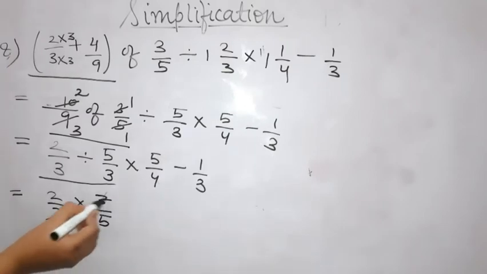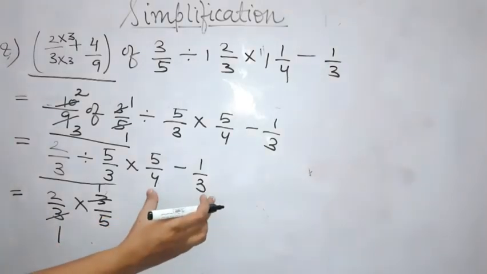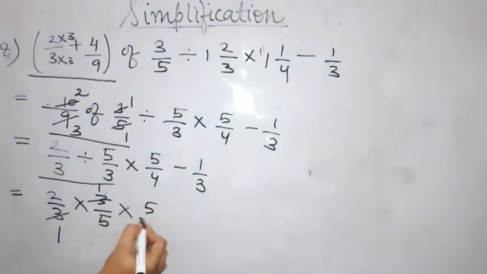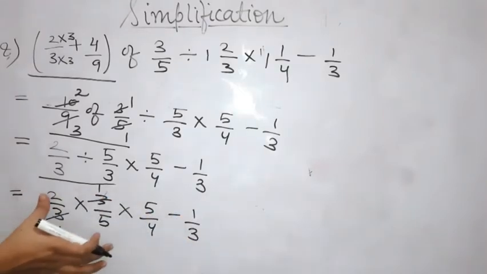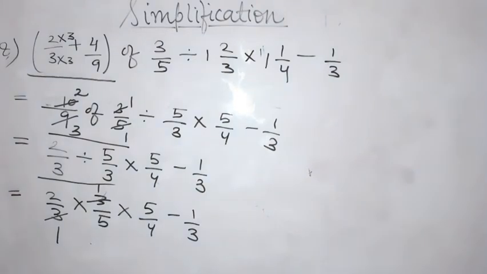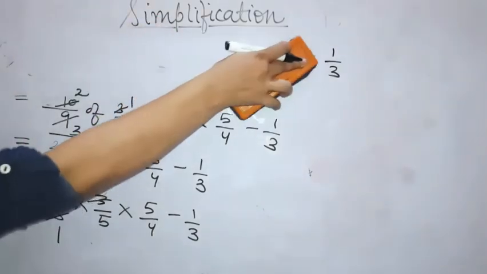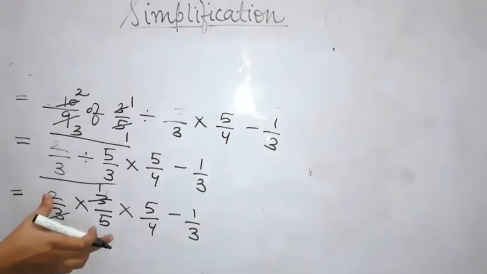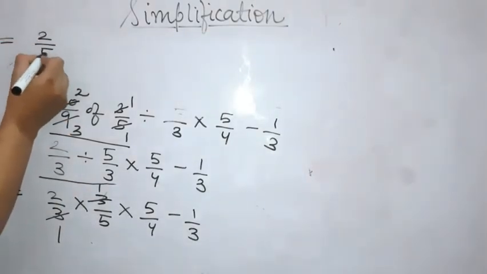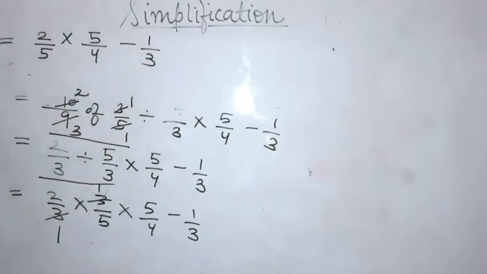So this 3 and this 3 will be cancelled. Only 2 by 5 will be left. So this much portion is left. So let me write it for you: 5 upon 4 minus 1 upon 3. Now here only 2 by 5 is left. Now let me rub the question in order to solve the next steps. Okay. So only 2 by 5 is left over here. So it will be 2 upon 5 multiplied by 5 upon 4 minus 1 by 3.